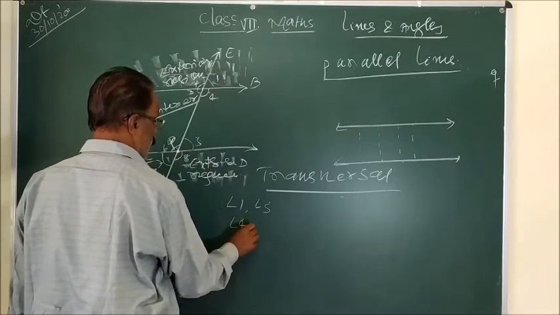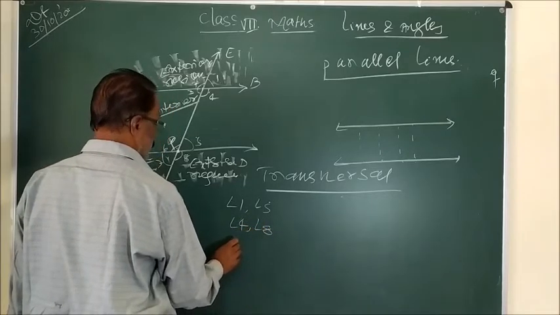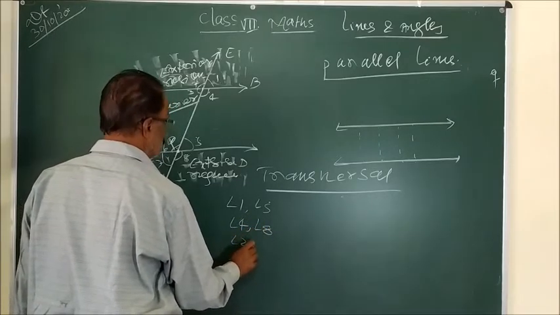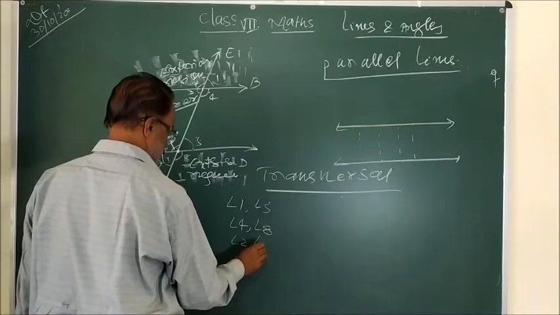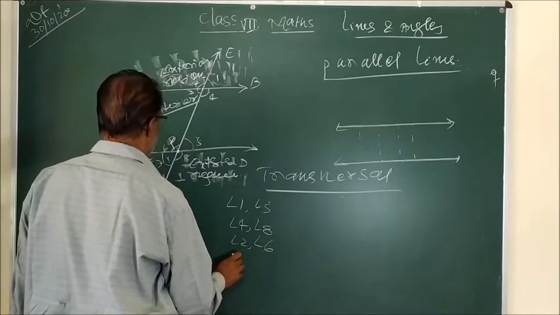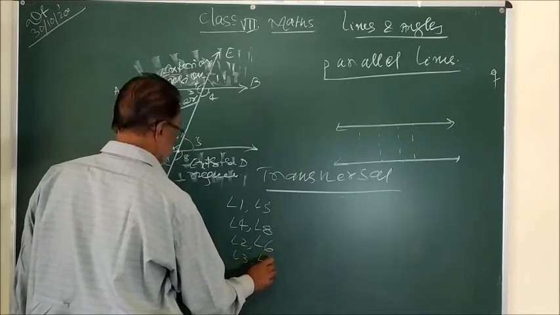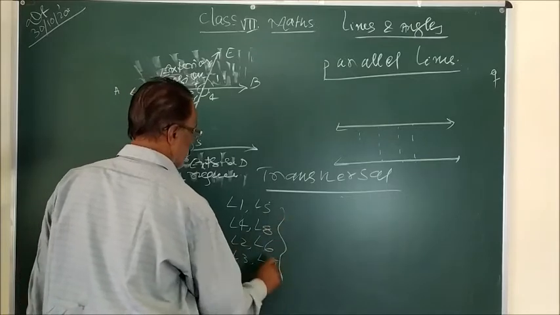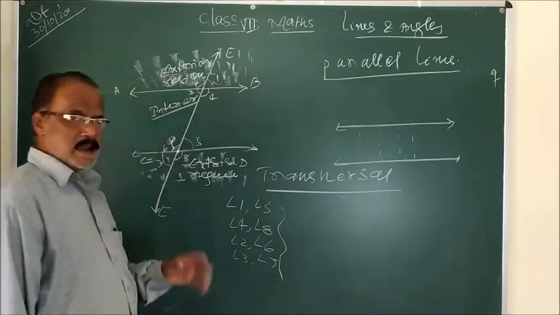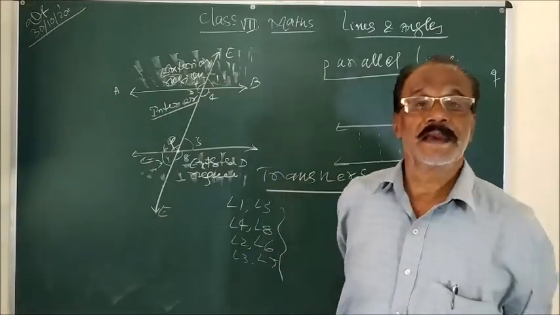Second, 4 and 8. Third pair, angle 2 and angle 6. And fourth pair, angle 3 and angle 7. These 4 pairs are called corresponding angles. क्या बोलते हैं? इसको कहते हैं corresponding angles.